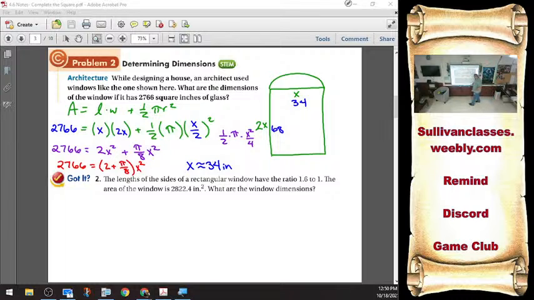Okay, so if I know that the ratio of my side lengths is 1.6 to 1, then I know that 1.6x is to 1x. You did this a lot with triangle side lengths. They would say the side lengths are 3 to 4 to 5. Okay. You take it from there. Go and find the dimensions of the rectangle.